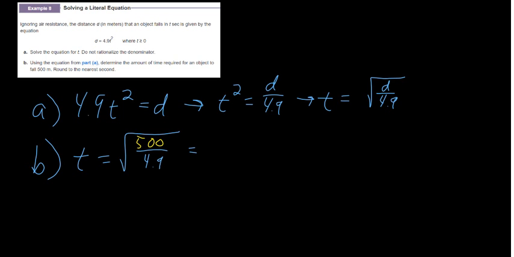So what is the square root of 500 divided by 4.9? That looks like 10.1. This is rounded to the nearest second, so I guess 10 seconds. So that's going to be equal to 10 seconds. It just doesn't seem right. Yeah, 10 seconds. I mean, what's a whole second? But yeah, there we go.